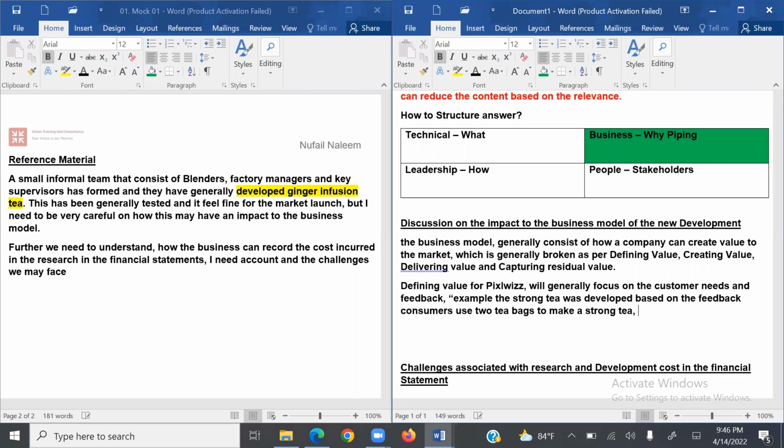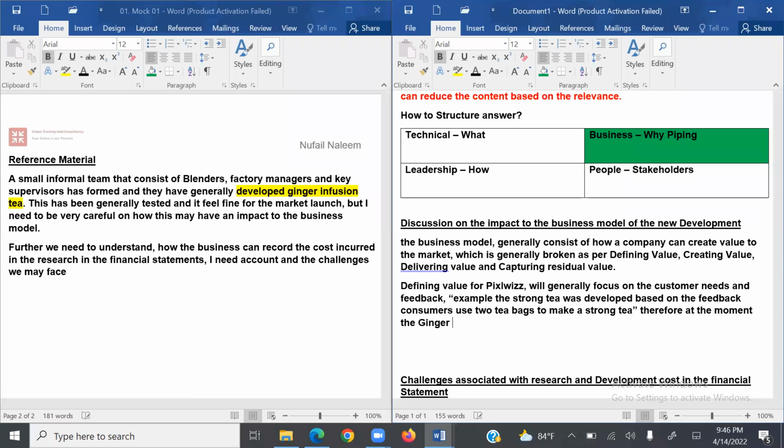Are you clear with that, students? You get the point there. So that's the basic understanding of how you need to connect it, because you are a finance manager. So you need to connect the relevant things only. Therefore, at the moment, the ginger infusion tea can be an added value. Again, look at the verb I'm using, students. Added value to the product.